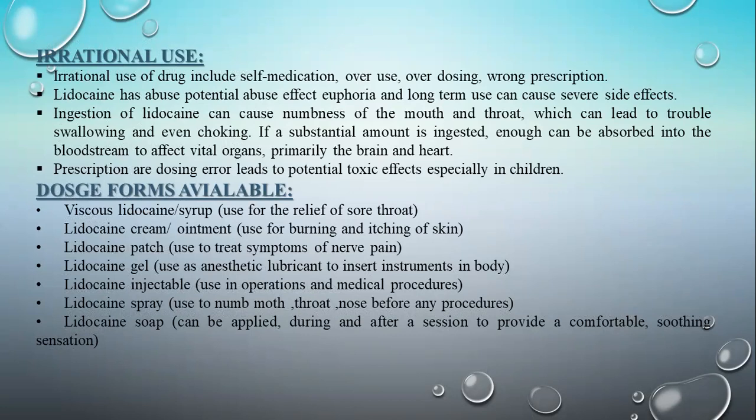Now moving towards the dosage forms that are available: syrup, ointment, and cream. It can also be available in the form of patch, gel, injectable, spray, and soap. The individual use of all these forms is related to their use. For example, if viscous lidocaine syrup is used by the patient, it can be used for the relief of sore throat. Cream and ointment can be used for burning and itching of the skin. Lidocaine patch can be used to treat the symptoms of nerve pain.